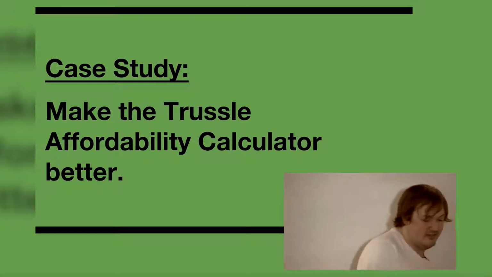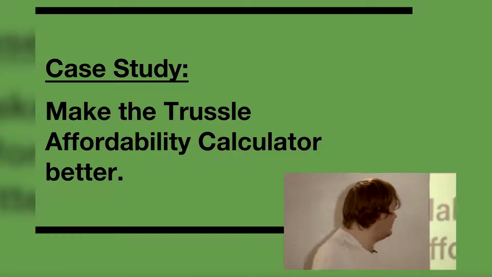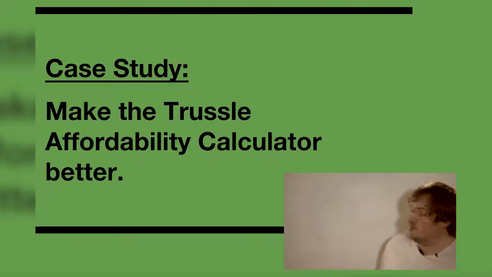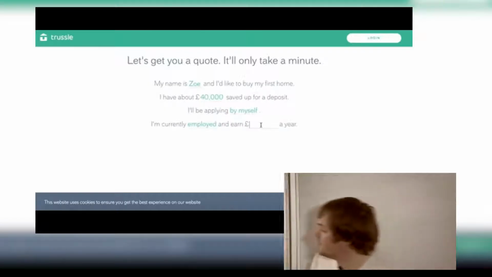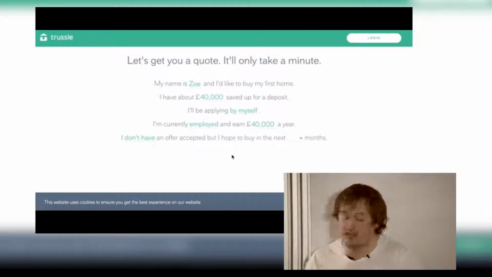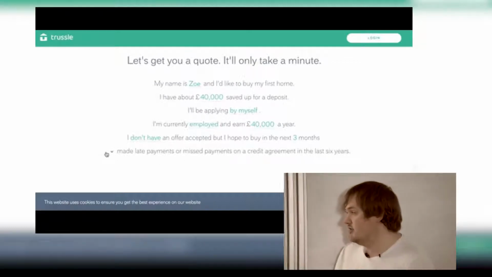So let's put this into practice in the way that only a speaker can, by doing it retroactively. This is a case study that we did, and it's about the Trussell affordability calculator. This is what it used to look like. Unfortunately, it's a bit grainy, but you can see that it's kind of a drop-down formy thing. Basically, this is a way of finding out how much you can afford.